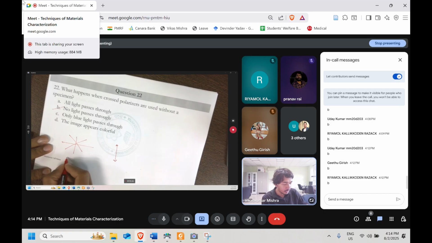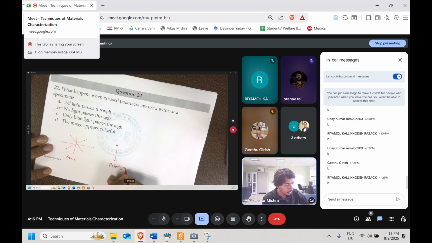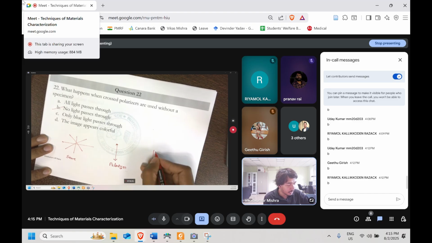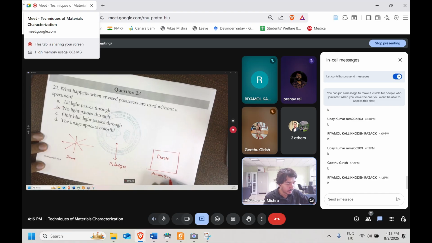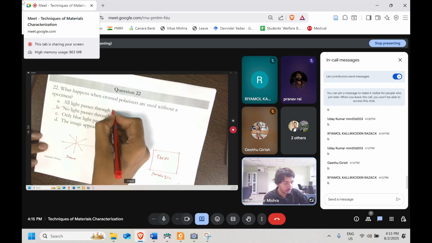Okay, this is a light source. This is what we will get after the polarizer. And here, if we see the image, it will be dark. Nothing will be there. It will be a black screen you will see. So this is what we will get after the analyzer, onto the screen you will see. So no light will pass through this. Will all light pass through this? No.